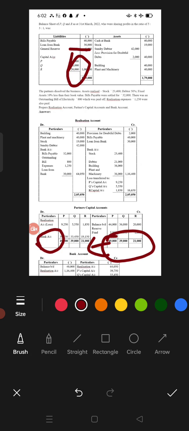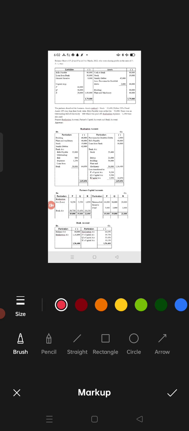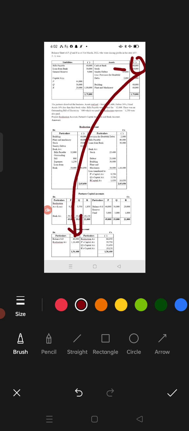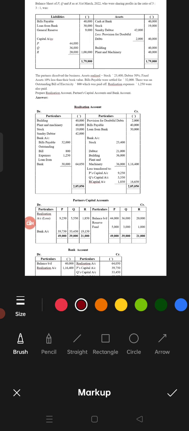Next you are going to prepare a bank account. In the bank account, the first thing you will take, like we took capitals in the PC account, from the old balance sheet you have to copy the bank 40,000 and paste it here, debit side. Next, if any loan is given, partner's loan, you are going to record it in the credit side, but partner loan is not given, so you will not be recording the loan. Next, from the realization account, copy this bank, because you are preparing a bank account, and paste it here. Next, from the liability side, copy the bank amount and paste it here. Nothing is left. From the realization, all bank transactions you have recorded.